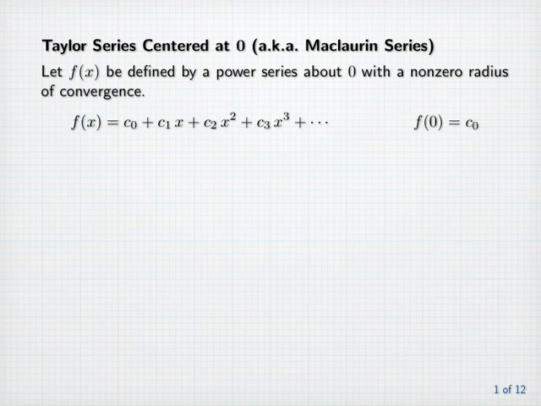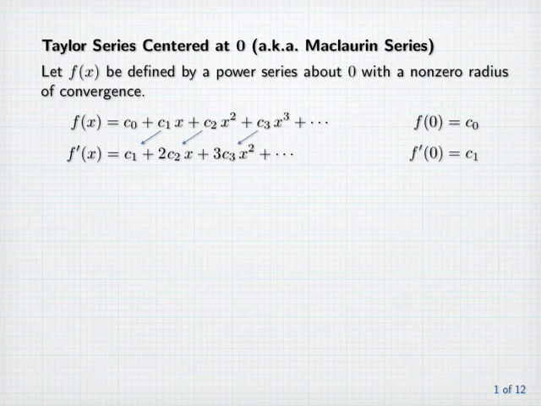Now let's see what successive derivatives of this function look like and what their values at x equals 0 are. Differentiating term by term tells us that f prime of x equals c1 plus 2 times c2 times x plus 3c3 x squared, and so on. So we see that f prime of 0 is equal to c1.